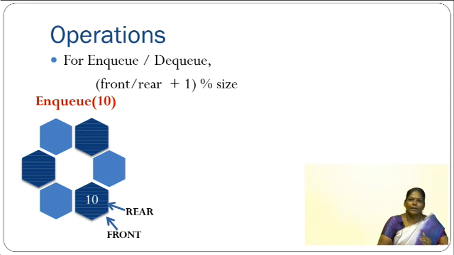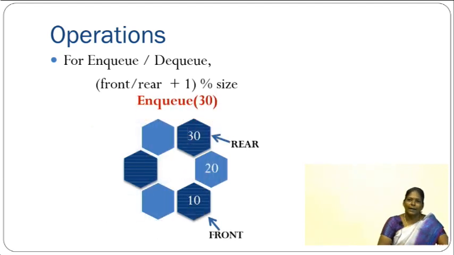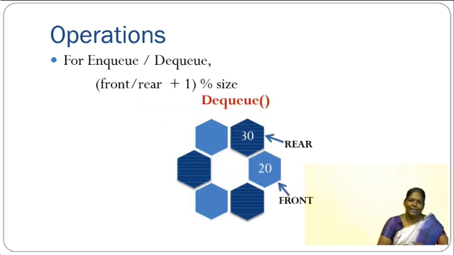In case of enqueuing 10, look here, it is a circular queue with size 6. Maximum size is 6. 10 is getting inserted where front and rear point to the 10. Now 20 is getting inserted, rear is moving to point to 20. Again 30 is getting inserted. Here 30 is pointed by the rear pointer. Now I am going to dequeue the circular queue where the 10 is getting deleted, front is moving to point to 20.